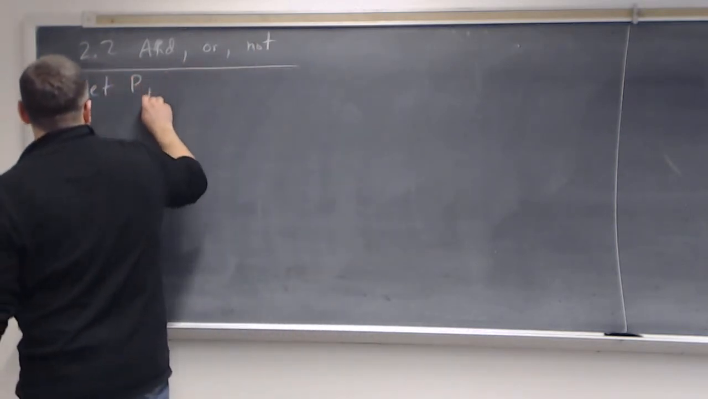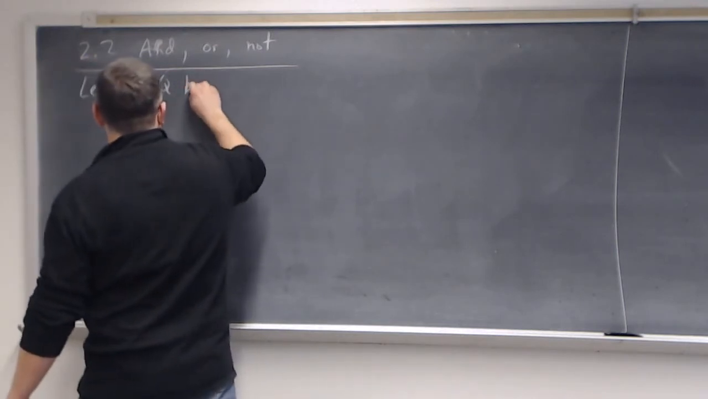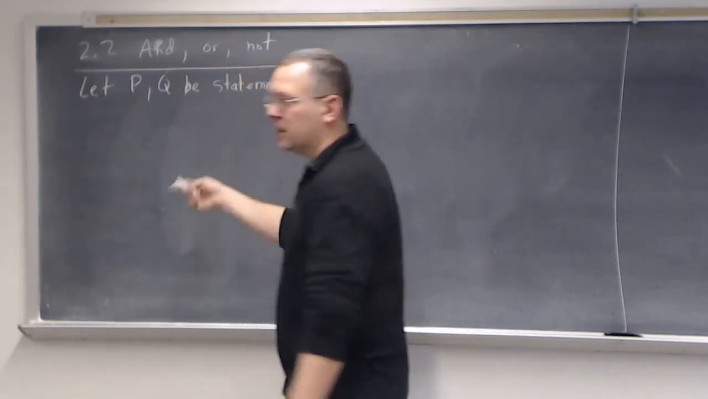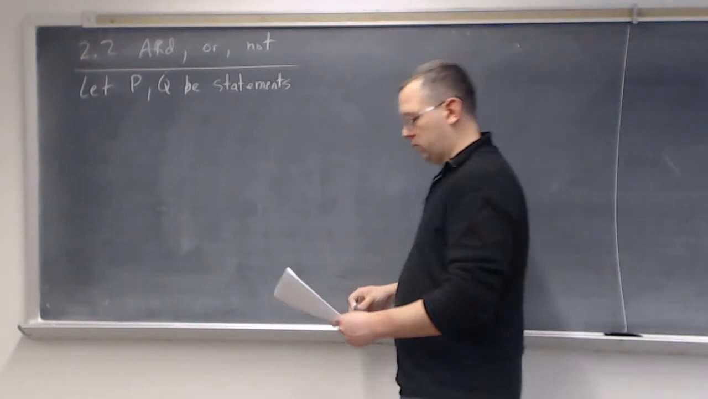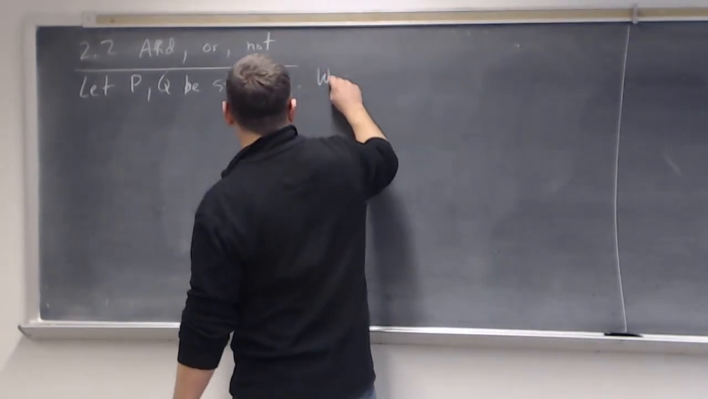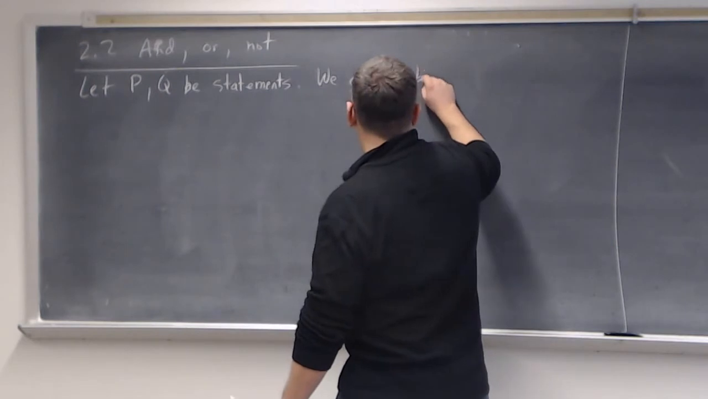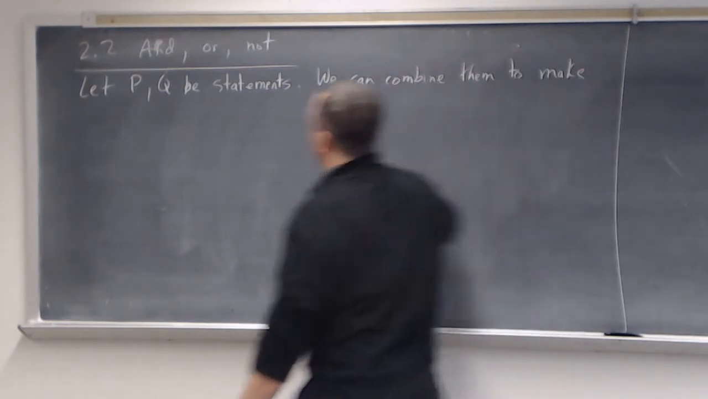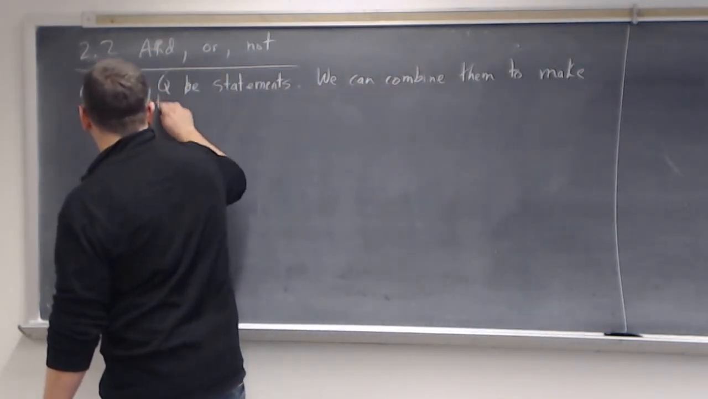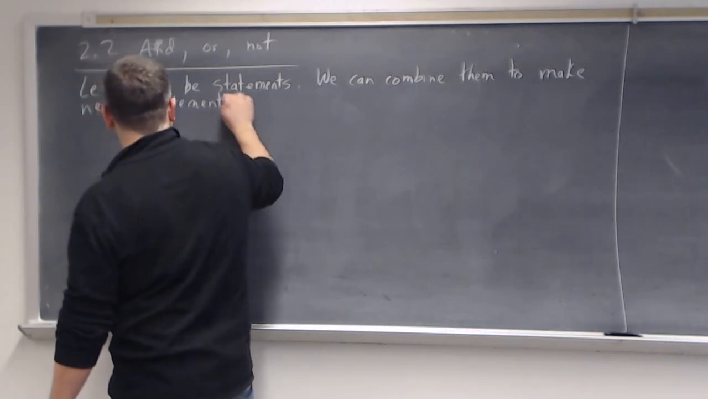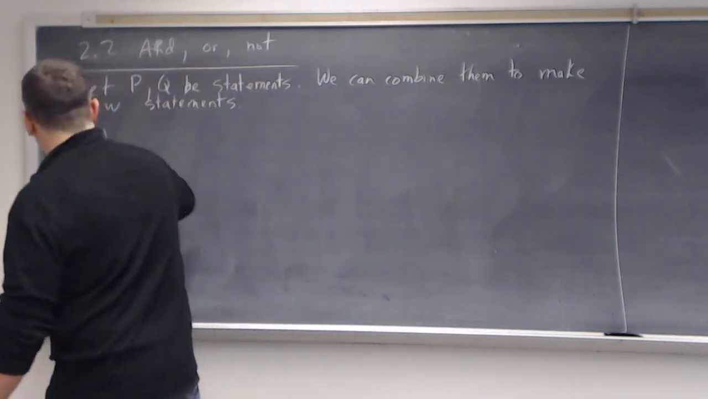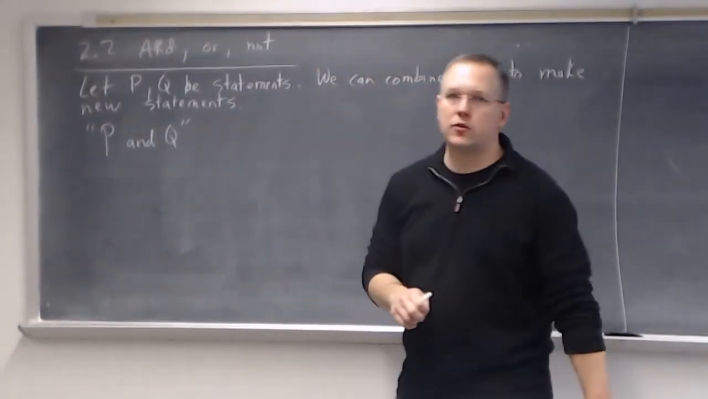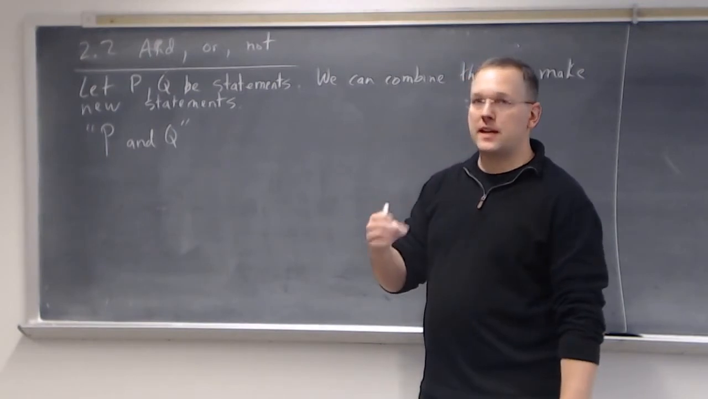All right, so let P and Q be statements, which we know means that they're sentences that are either true or false. Okay? So we can combine them to make new statements. First, P and Q. We'll talk about when the statement P and Q is true.